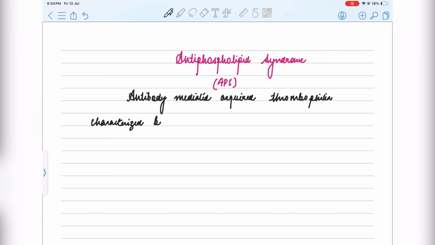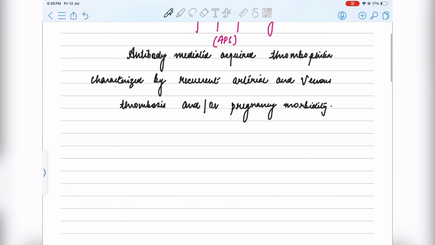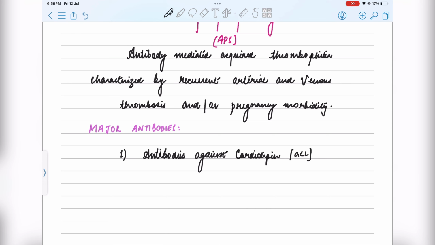According to the book, APS is an autoantibody mediated acquired thrombophilia characterized by recurrent arterial and venous thrombosis and/or pregnancy morbidity. So if we simplify this, APS उन पेशेंट्स में देखेंगे हम जब हमने सारे दूसरे डिसऑर्डर्स रूल आउट कर दिया हैं जिनसे थ्रोम्बोसिस हो सकता है, and then if it fulfills the criteria, तो हम सोचेंगे कि पेशेंट को APS है.